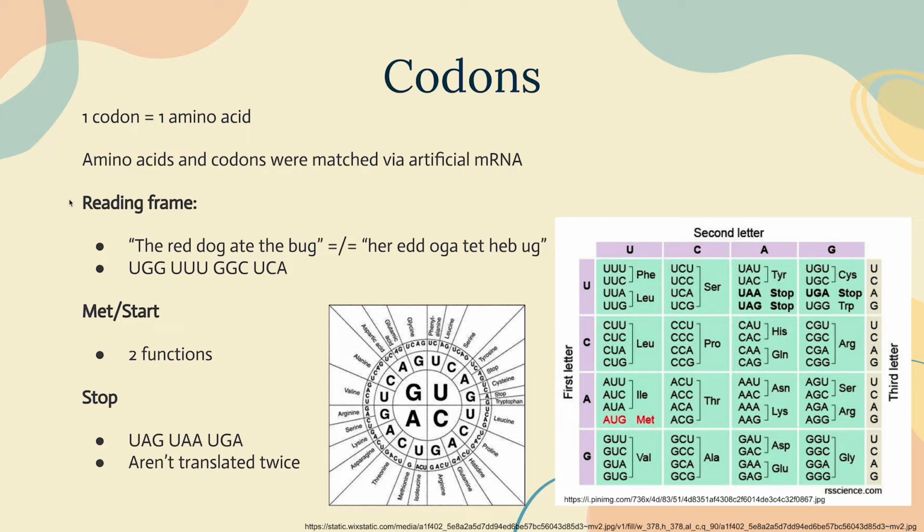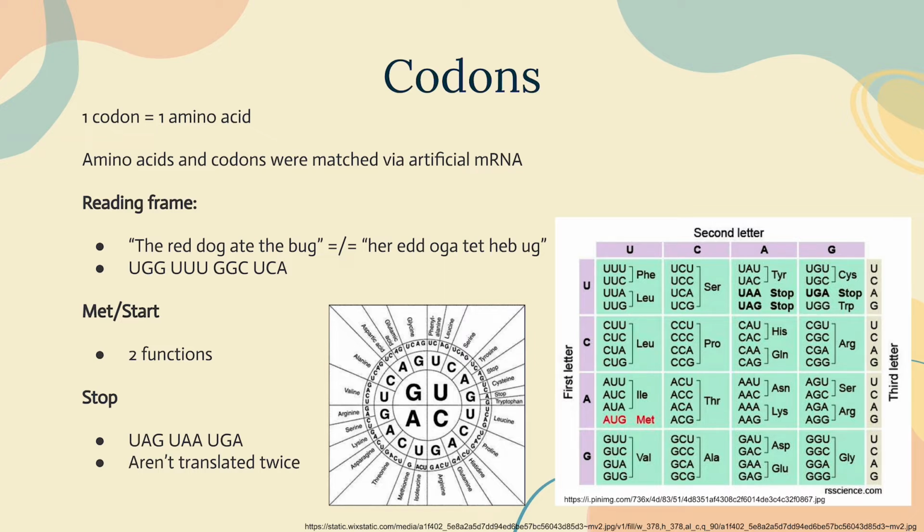Another important concept to know is called a reading frame. Since the nucleotides are grouped into 3s, it's important that you read the correct sets of 3s. If you look at it with normal words, "the red dog ate the bug" is not equal to what you get if you shift the reading frame: "her edd...", right? That's not the same message, and it's the same for mRNA. The sequence UGG isn't the same as if you started your groups of 3s with this G or something like that.